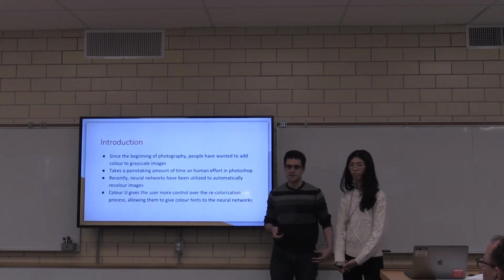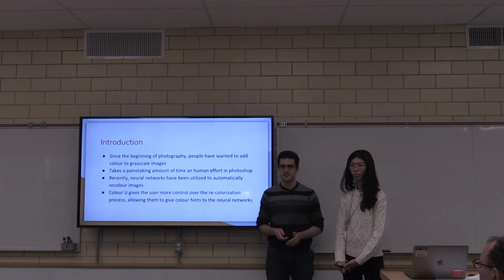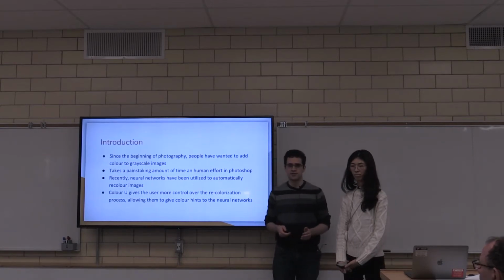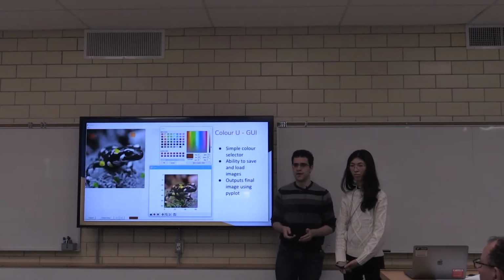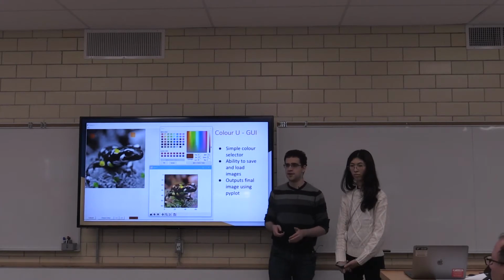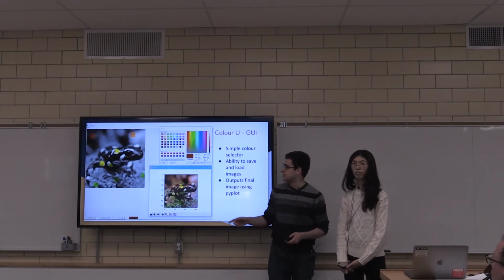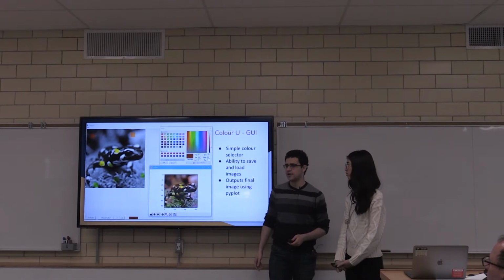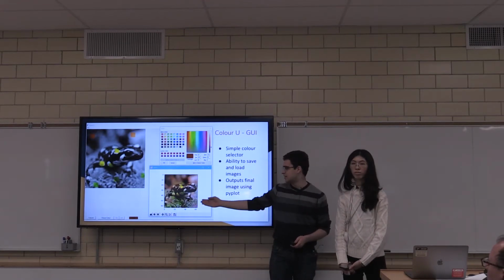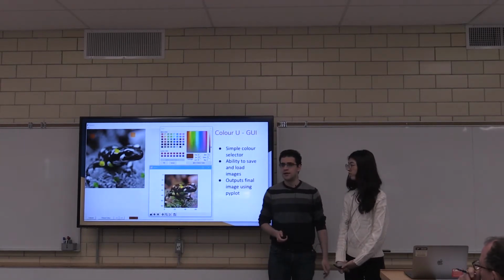So ColourU gives the user more control over the recolorization process, allowing them to add color hints to the neural network. We have ColourU in a simple GUI to load the images, and you can place the color samples, and then you can click the recolorize button and you get this, the recolorization.